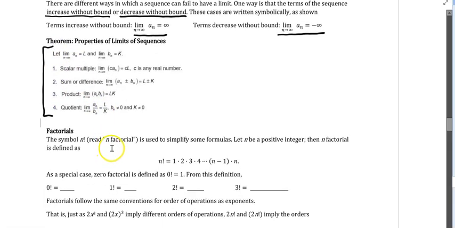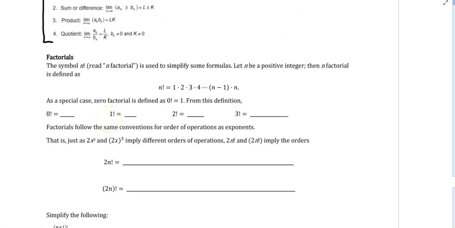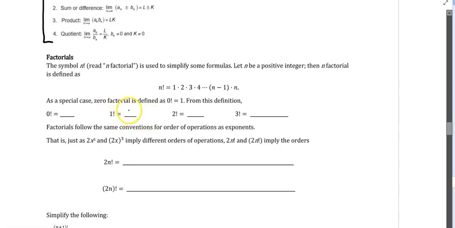Now, a brief lesson on factorials. I talked about this a little bit earlier. For instance, 1 factorial is 1. 2 factorial is 1 times 2, which is 2. 3 factorial is 1 times 2 times 3, which is 6. By definition, we define 0 factorial to be 1.